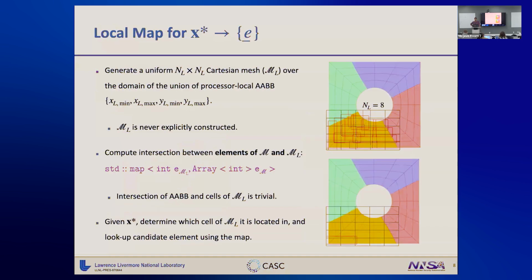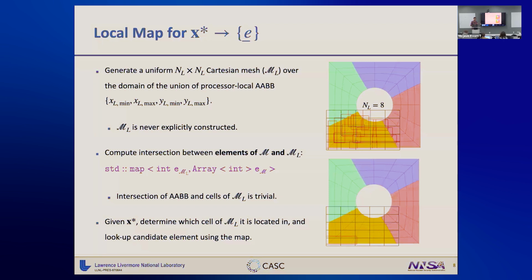Now, once you have the bounding boxes, our next step is to construct this map, which for a given point can give us a list of elements where the point might be located. So for that, we take our domain on that processor and fit a Cartesian aligned mesh. Okay, so in this case, we have a 5 by 5 mesh. Ignore the type of NL equals 8, right? And then we figure out the intersection of our mesh with this Cartesian aligned mesh.